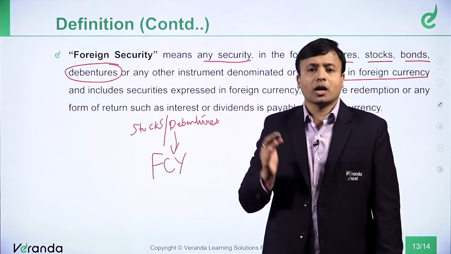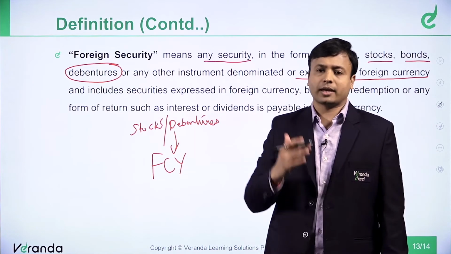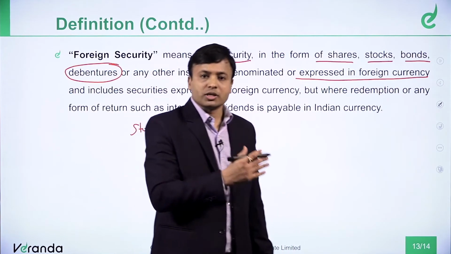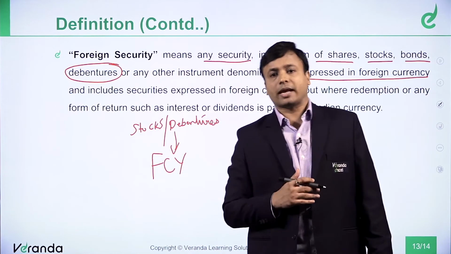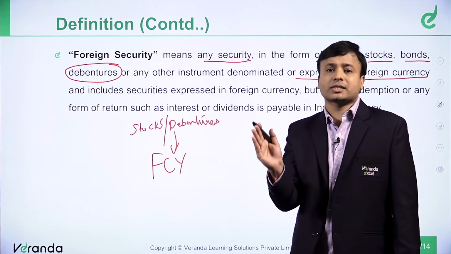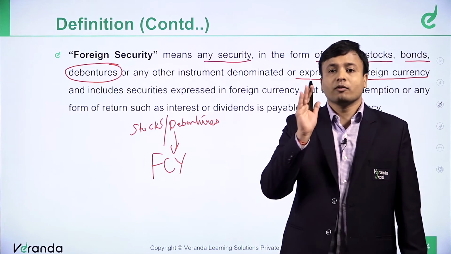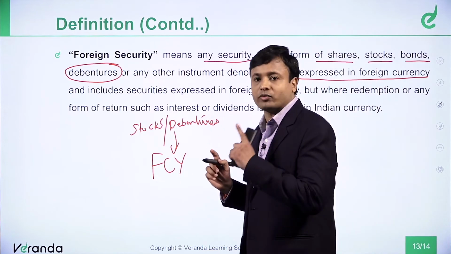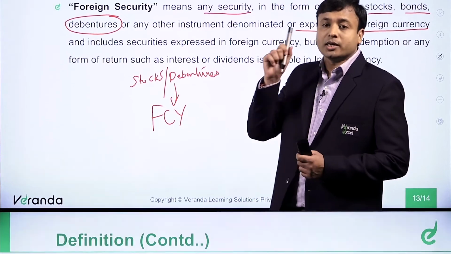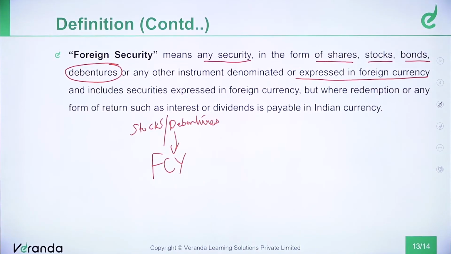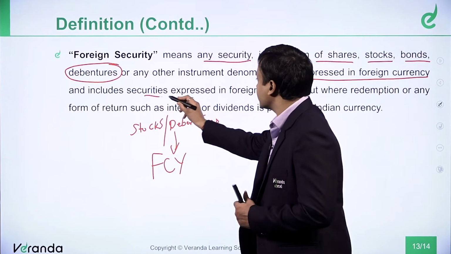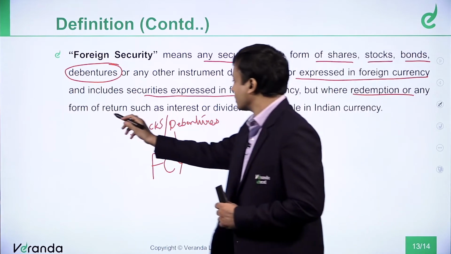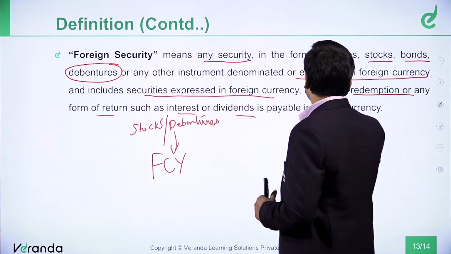Now many of our Indian companies, like Vedanta, Infosys, most of the IT companies, are getting listed on the NASDAQ exchange. So securities listed in a foreign country and denominated in foreign currency are foreign securities. That is the first leg of the definition. The most important condition is that it should be denominated in foreign currency, and it includes securities expressed in foreign currency but whose redemption or any form of return such as interest or dividend is payable in Indian currency.